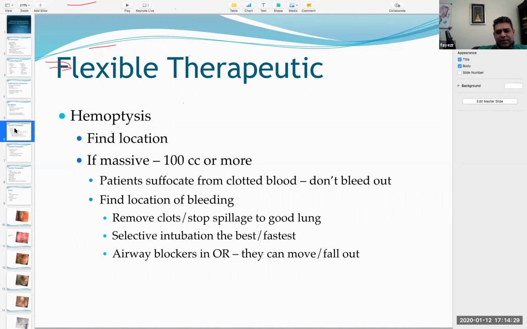Removal of a clot is pretty challenging because as you use a forceps and try to take it out, it breaks, so it becomes a very tedious process.